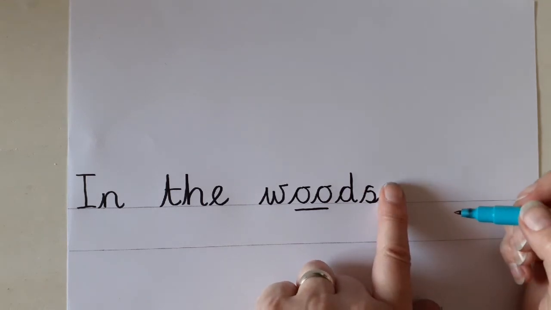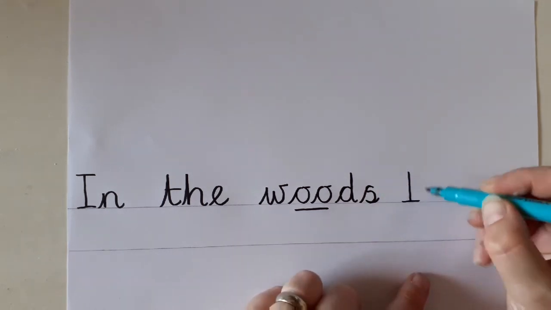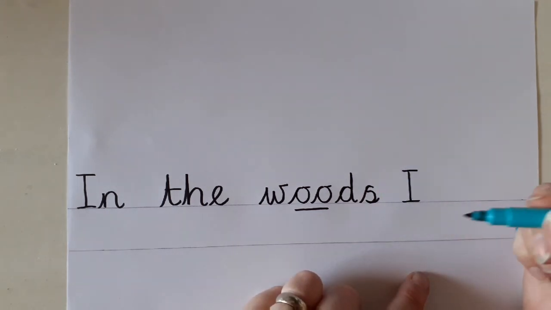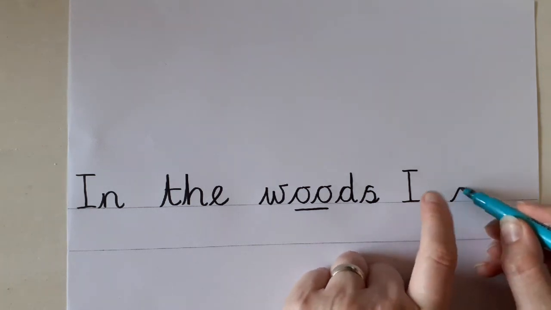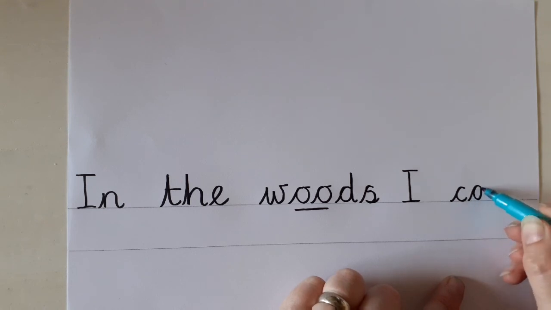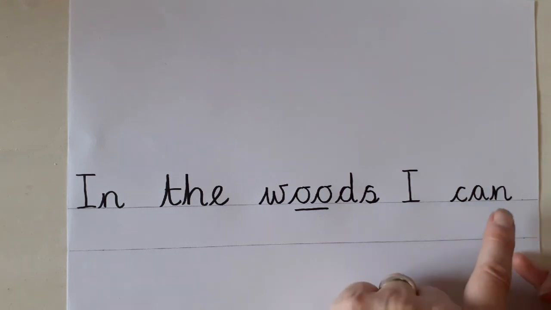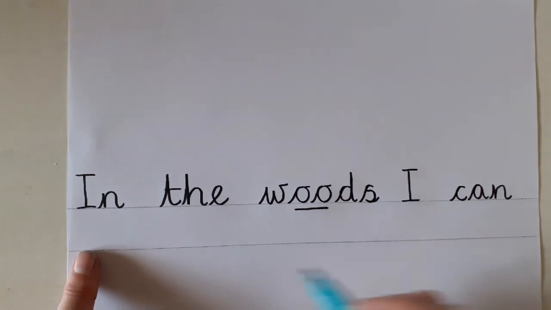When we write the word I, it's always with a capital letter. We never do a lowercase i for the word I. In the woods, I, finger space, can. K, curly k, not kicking k. I can. Remember, we're going to go to the underneath line all the way back to the beginning again.